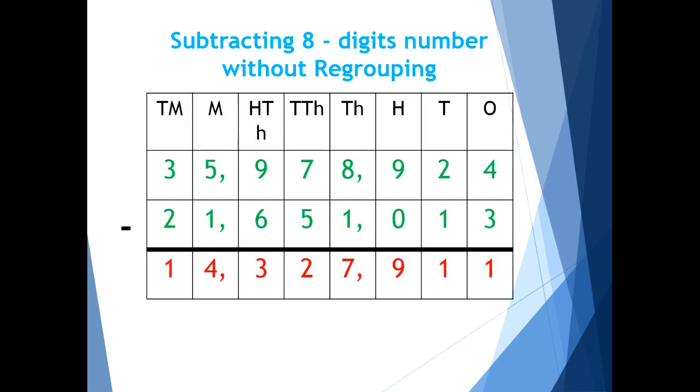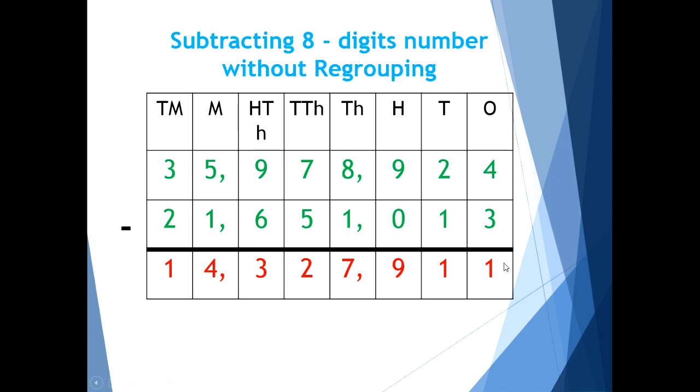Let's start with subtracting 8-digit numbers without regrouping. Here an example is given for you. Here you can see the place values: ones, tens, hundreds, thousands, 10,000s, 100,000s, millions and 10 millions. The numbers are written in the international way. The first number is 35,978,924 and the second 8-digit number is 21,651,013. We are going to subtract these two numbers.